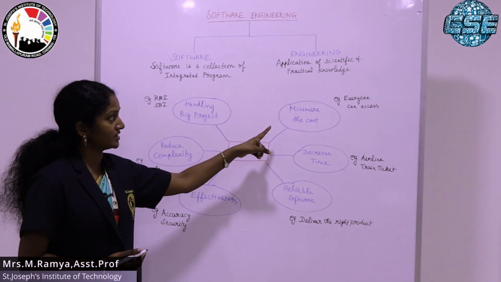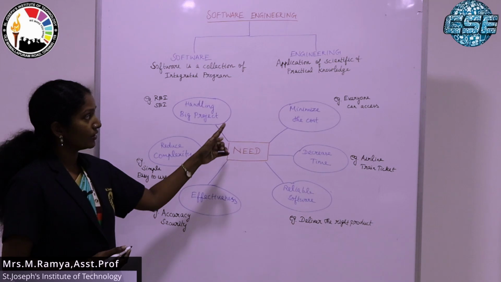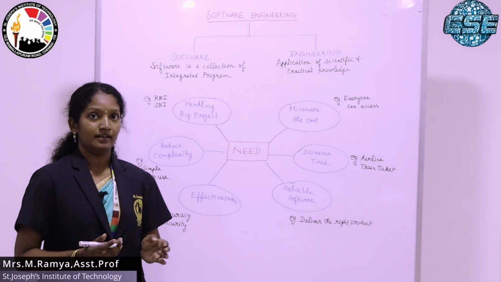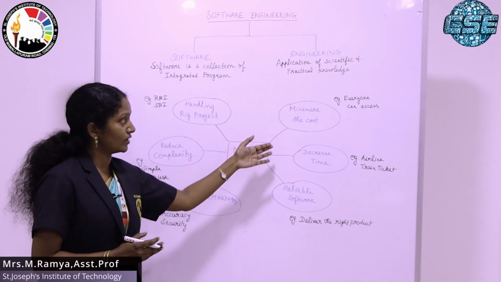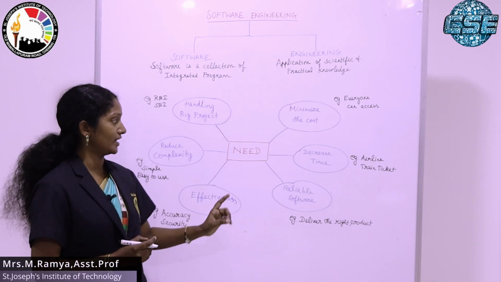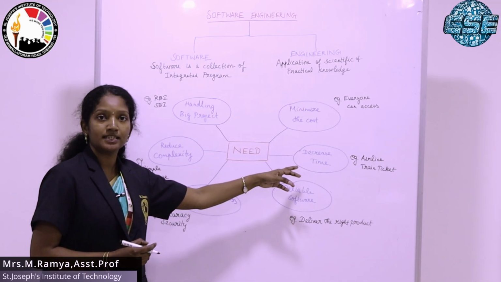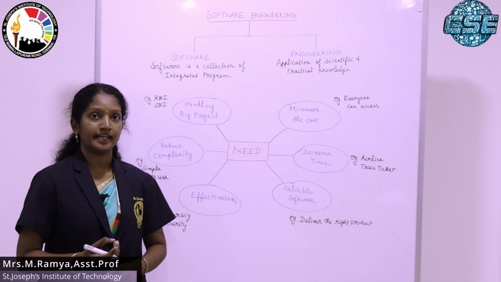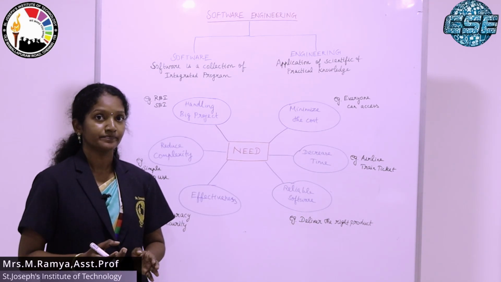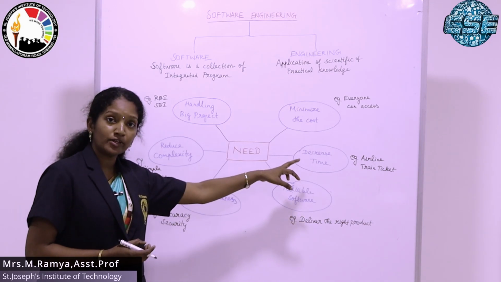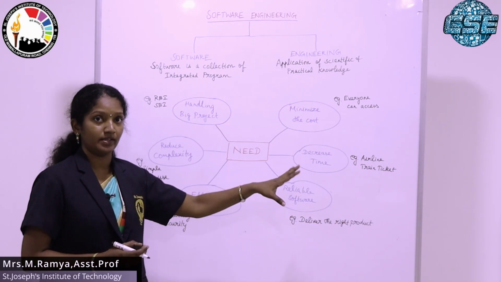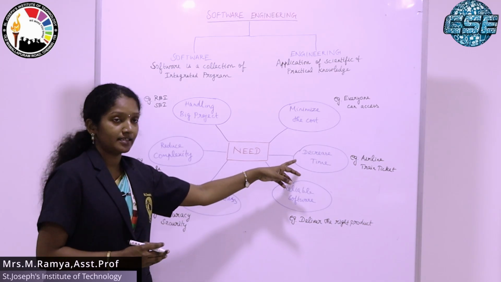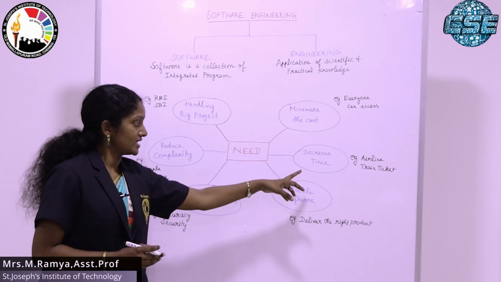Next one is minimizing the cost. Minimizing the cost means all users should be able to access the software at a lower price. So that is the next need for software engineering. And the third one is decreasing time. For example, if we consider airline ticket booking or train ticket booking, the booking should not take a large amount of time. The booking should be done in a lesser amount of time. So that is the next need, decrease in time.